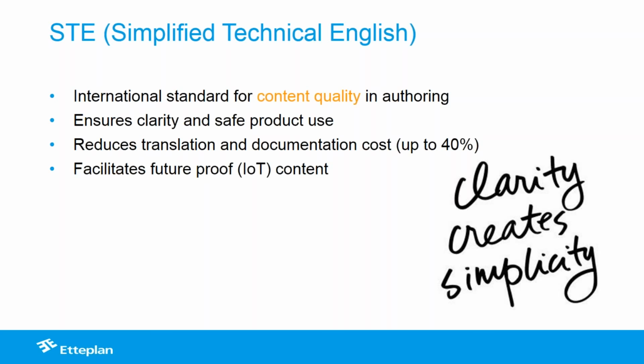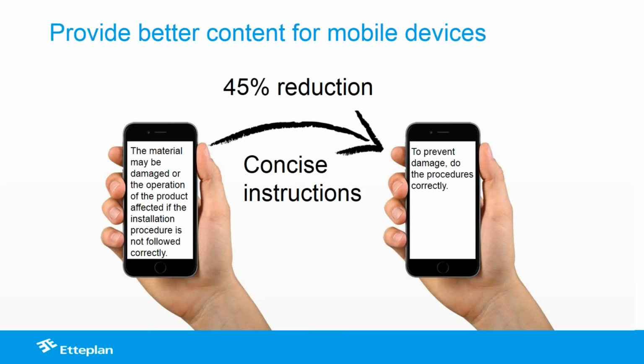But how does it actually connect your content to IoT? How is it actually becoming future-proof? Well, an easy example, of course, would be that information is needing to be shown on different types of devices. Sure, on the tablet you have more space, but we more and more use mobile devices for that, like these cell phones over here. And if you have a procedure like the material may be damaged or the operation of the product affected if the installation procedure is not followed correctly, then of course it's much better if you make that much more concise by saying to prevent damage, do the procedures correctly.